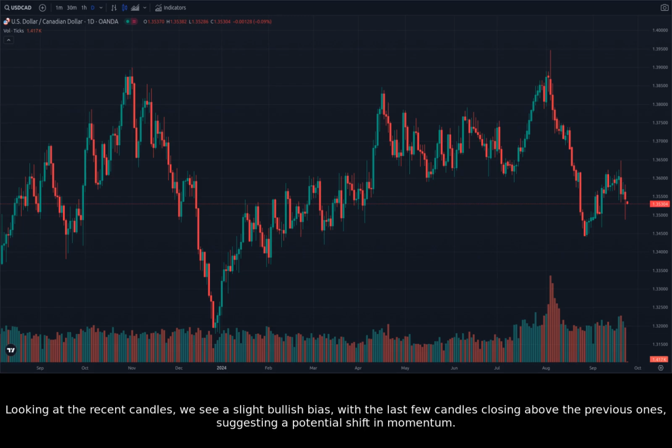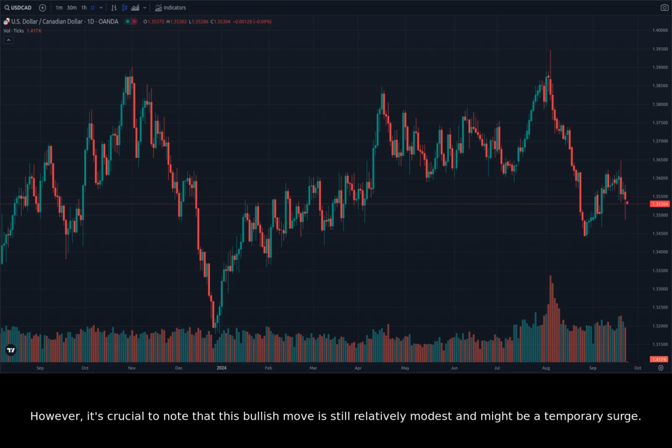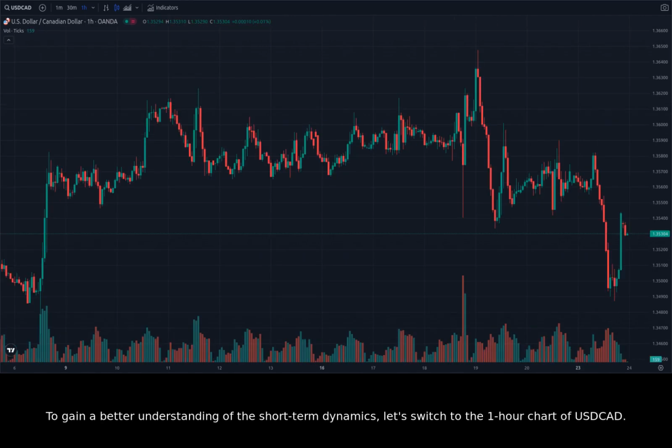Looking at the recent candles, we see a slight bullish bias, with the last few candles closing above the previous ones, suggesting a potential shift in momentum. However, it's crucial to note that this bullish move is still relatively modest and might be a temporary surge. To gain a better understanding of the short-term dynamics, let's switch to the one-hour chart of USDCAD.